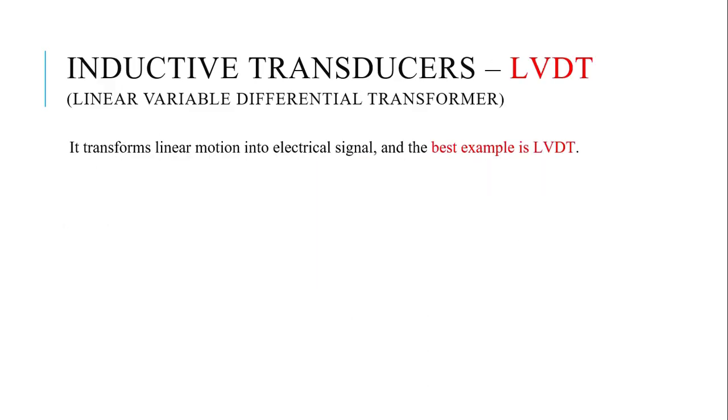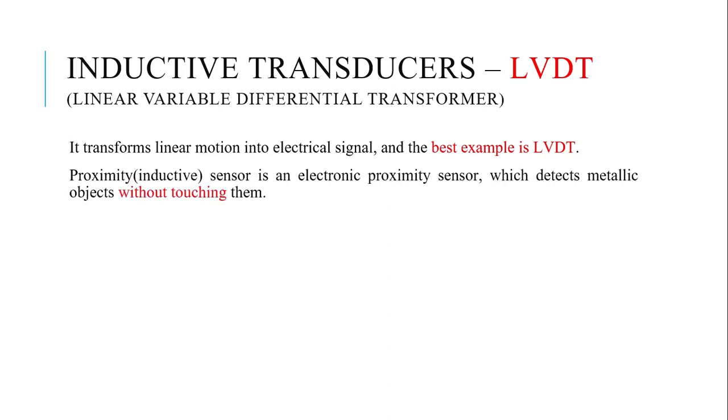Correct? Then the inductive transducer, which is called LVDT, linear variable differential transformer. It is a non-touch, no-contact transducer or sensor, you can say, called a linear variable differential transformer. It transforms a linear motion into an electrical signal. The best example is the LVDT. Inductive transducers, what are they doing? They transform linear motion into an electrical signal. Correct? It is important. Proximity sensor means there's no need to touch the things. At a certain distance, you can easily measure the quantity. Correct? At a certain distance.